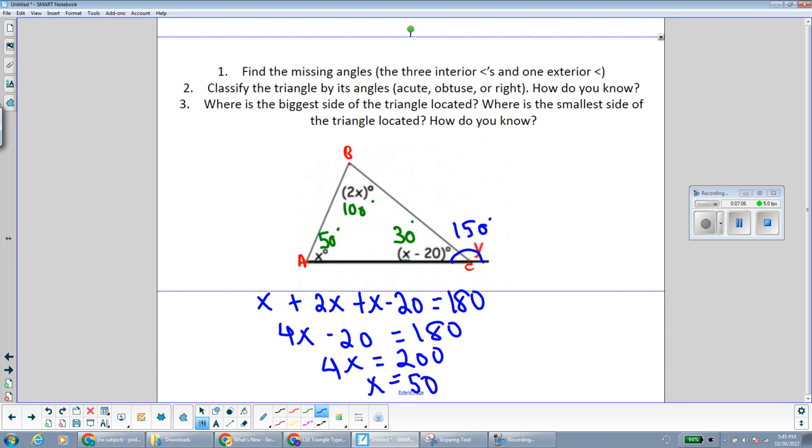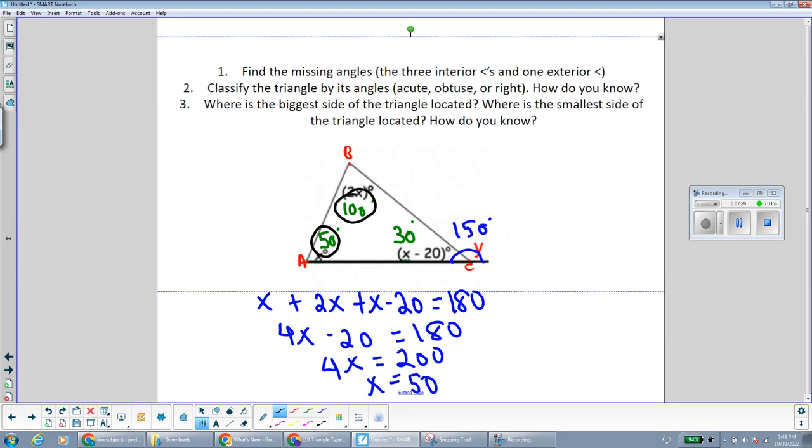We could have also used the exterior angle theorem for triangles to figure out what angle y was. Since the exterior angle is equal to the sum of the two non-adjacent interior angles, this angle would be equal to the sum of 50 and 100, which is 150.